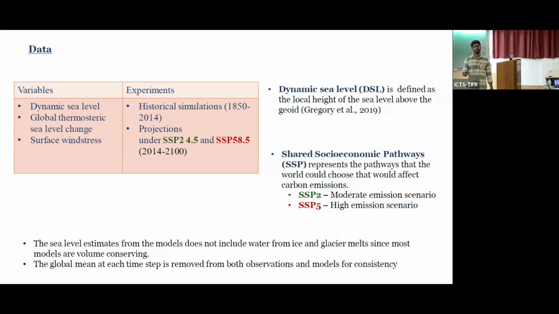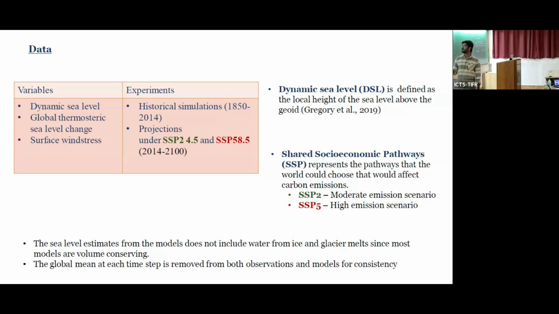And surface wind stress, because sea level is driven mostly by surface wind stress through upwelling and downwelling dynamics. And we'll be using two experiments, historical simulations from 1850 to 2014, and projections under two emission scenarios, SSP 4.5 and SSP 8.5. So these SSPs are basically just scenarios of what could happen in the future. So this SSP 4.5 is a mid-emission scenario, whereas this SSP 8.5 is a high emission scenario.